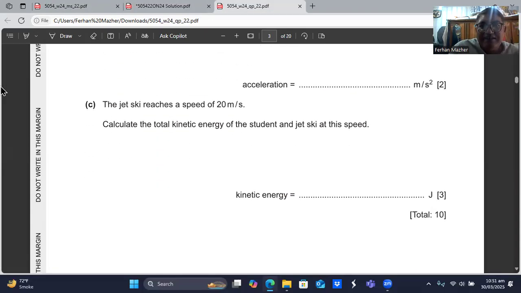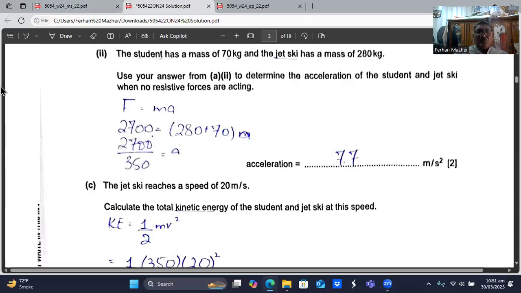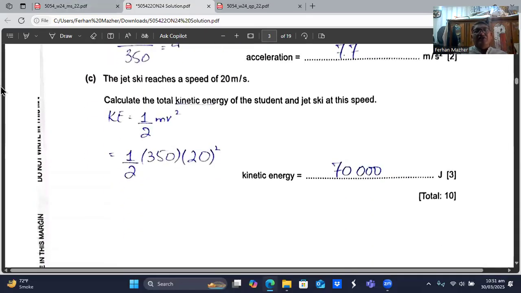Question number 1, and it's C part. It says the jet ski reaches a speed of 20 meters per second. Calculate the total kinetic energy of the student and jet ski at this speed. You know, the formula for the kinetic energy is 1/2 mv squared. So we will apply that formula, 1/2 mv squared.